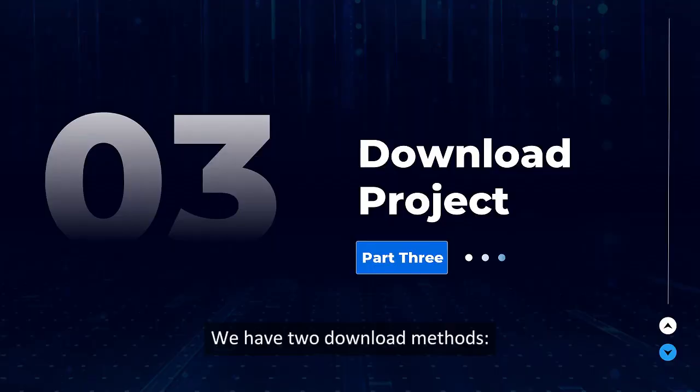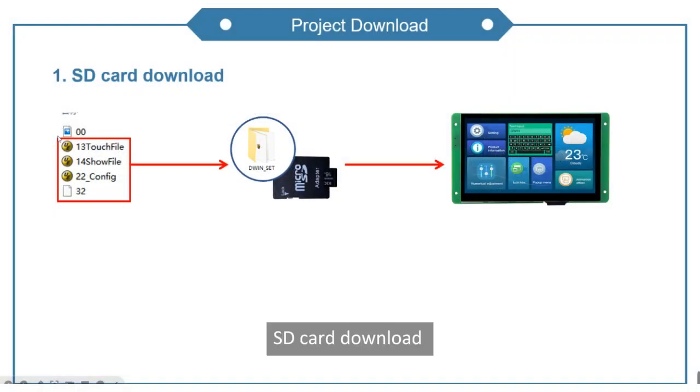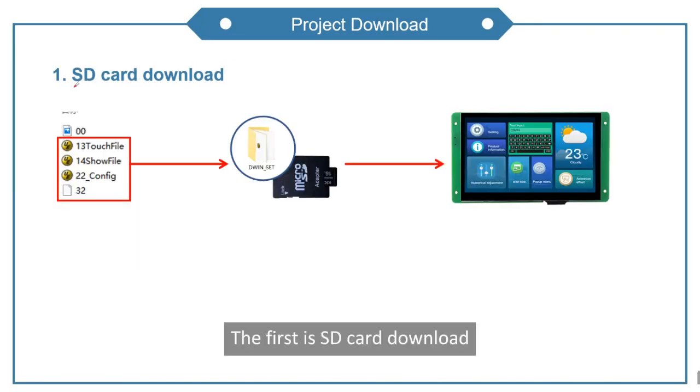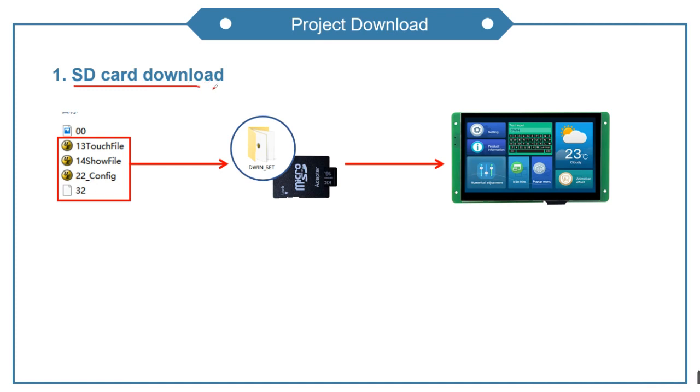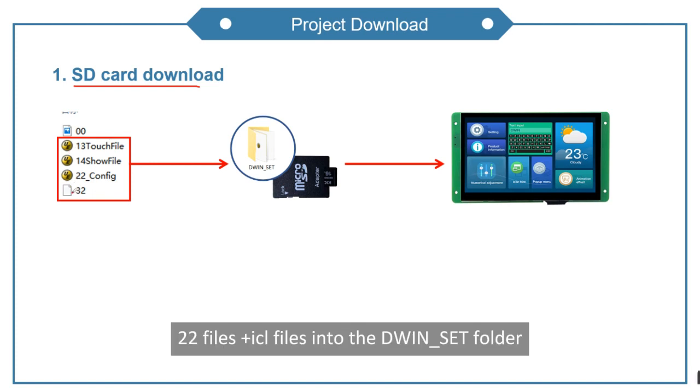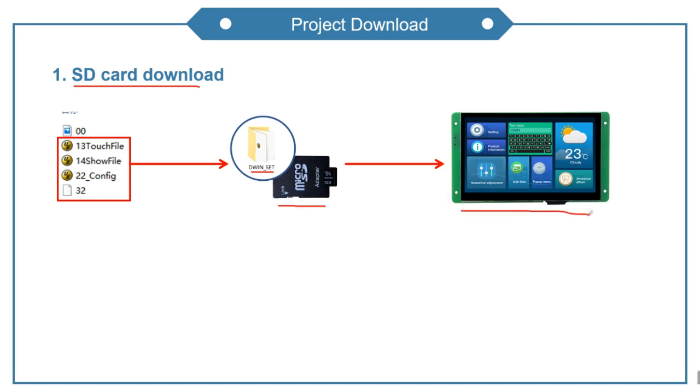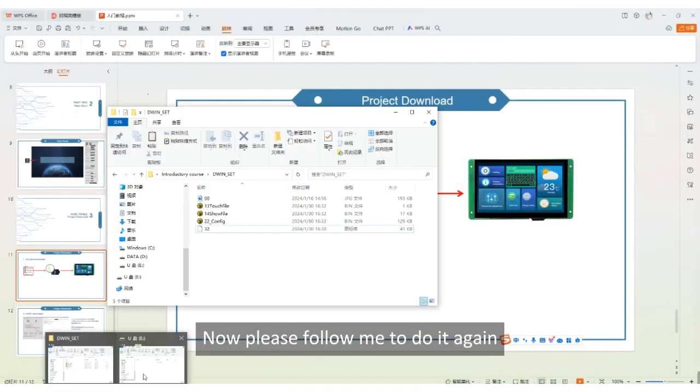We have two download methods: SD card download and UART download. The first is SD card download, which must be in FAT32 format. Put 13, 14, 22 files plus ICL files into the DWIN_set folder. Then save the folder in the SD card. Then burn the project into the screen. Now please follow me to do it again.